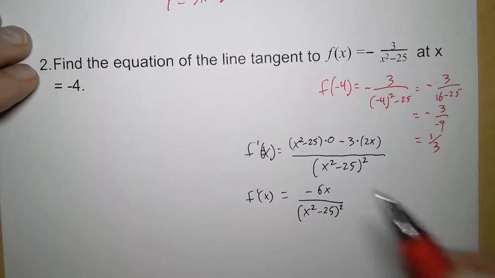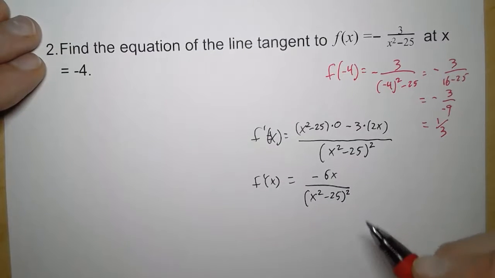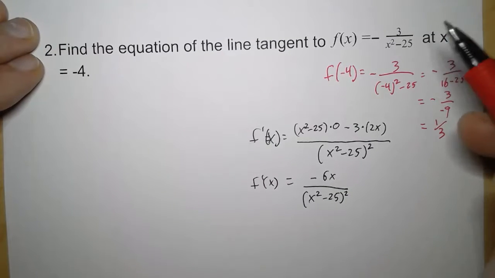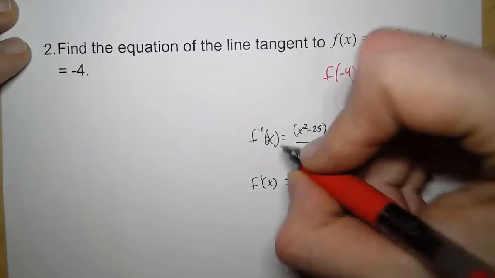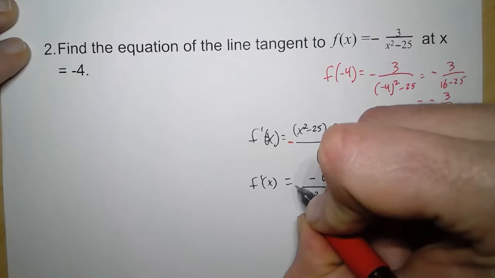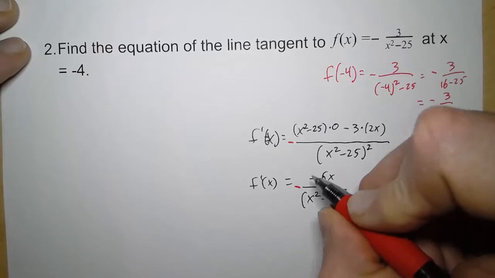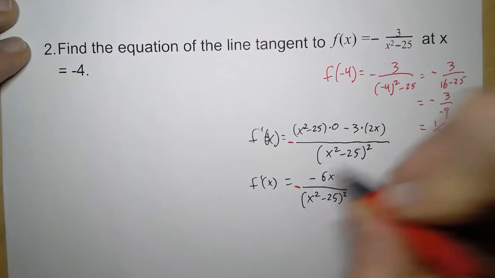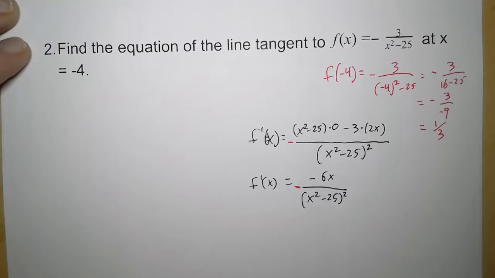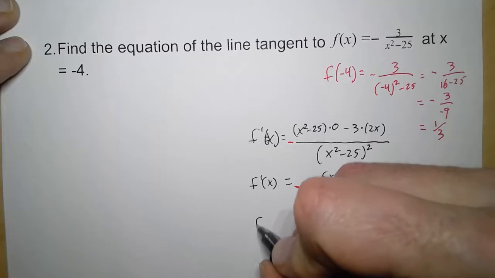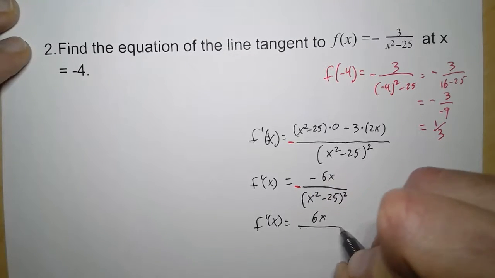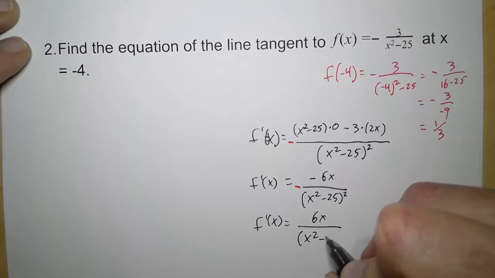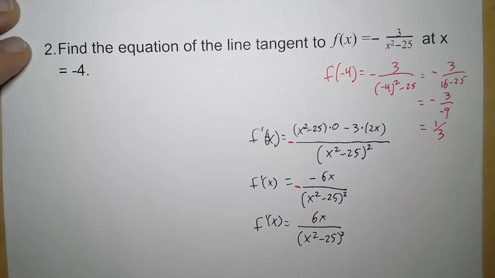Now we want to find what is the slope when x is negative 4. But wait a minute, one little thing to note. This negative is like a coefficient. And so actually we should have a negative here and a negative here, which would cancel that out and make it positive. So I'll do that real quick. f prime of x equals positive 6x over x squared minus 25 squared.